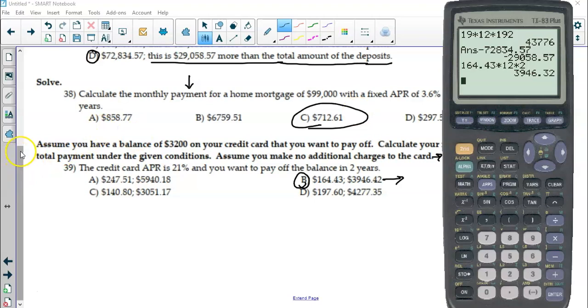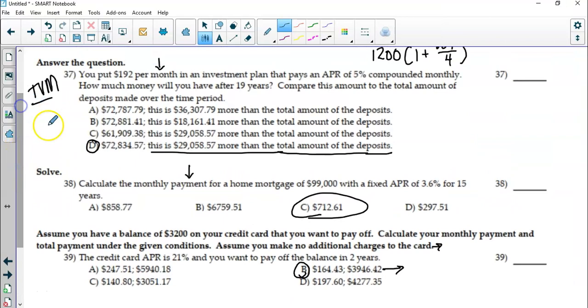So those types of questions, when you have mortgages and you have loans and you have savings plans, those are all going to be TVM solver type things. You can use the formulas, but it's much more complicated with the formulas.